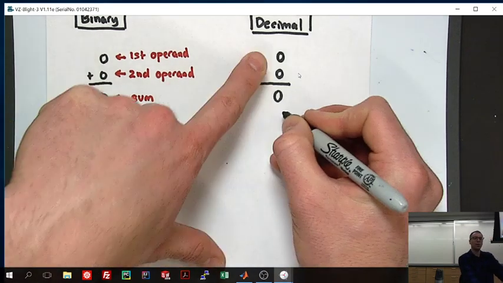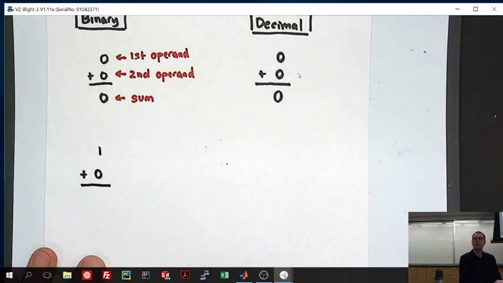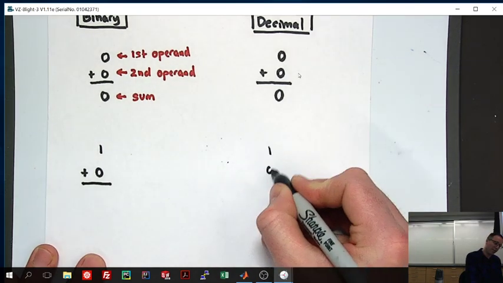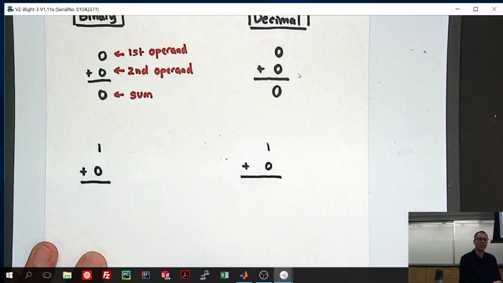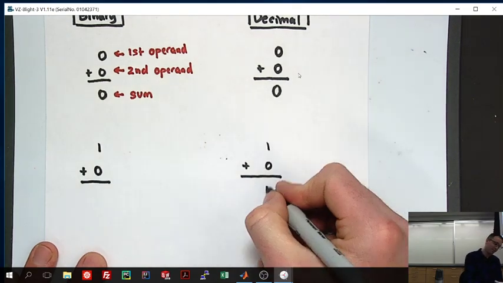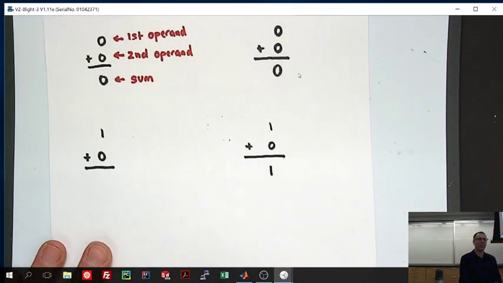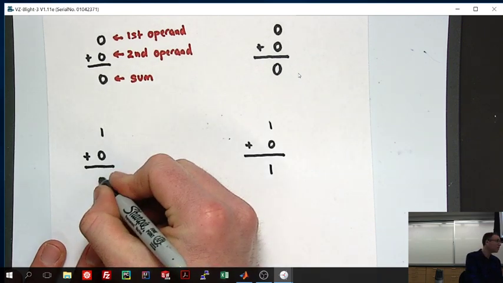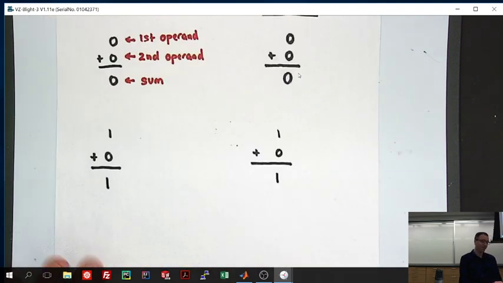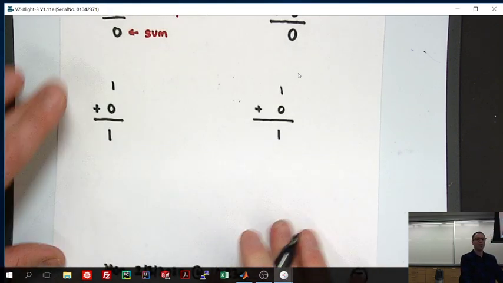Let's go real slow here. What is the corresponding decimal realization of this problem? Yeah, this is 1 plus 0. What is 1 plus 0 in decimal? 1. What is 1 plus 0 in binary? 1. Okay, could you guess what we do next?